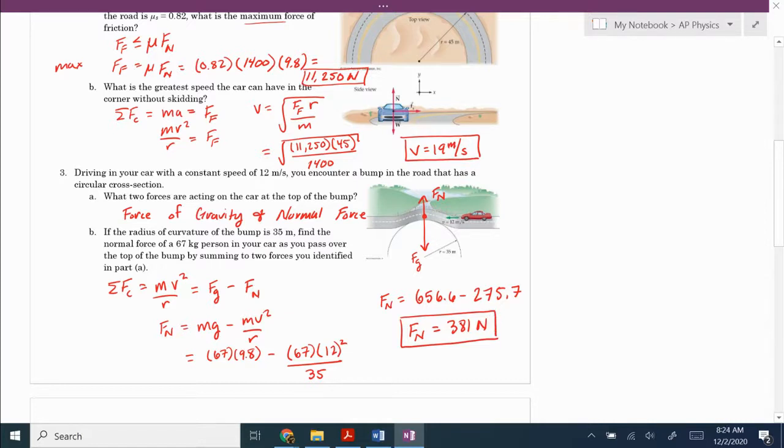So, all right. Just a couple of points on this. Remember that your normal force toward the center is positive. That's the reason it's force of gravity minus normal force. The force of gravity needs to be bigger than the normal force because you need a net force towards the center of the circle. So, all right. Next one here.